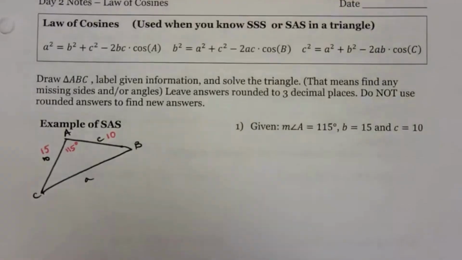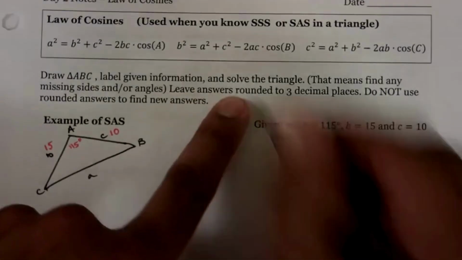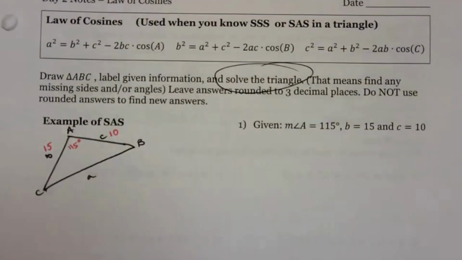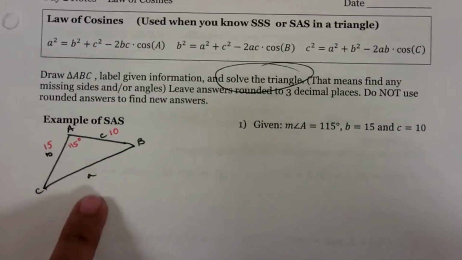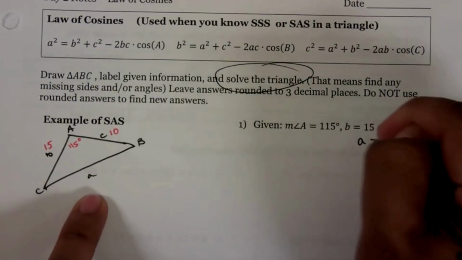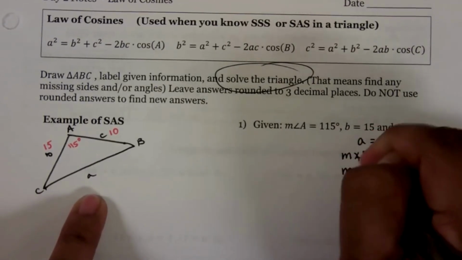You are going to be given problems where we're not going to tell you SAS or angle side or anything like that. You're going to have to know which law to use for which problems. So we're again solving the triangle. That means we're going to have to find every piece of information that is missing. So we're going to find side length A, the measure of angle B, and then the measure of angle C.